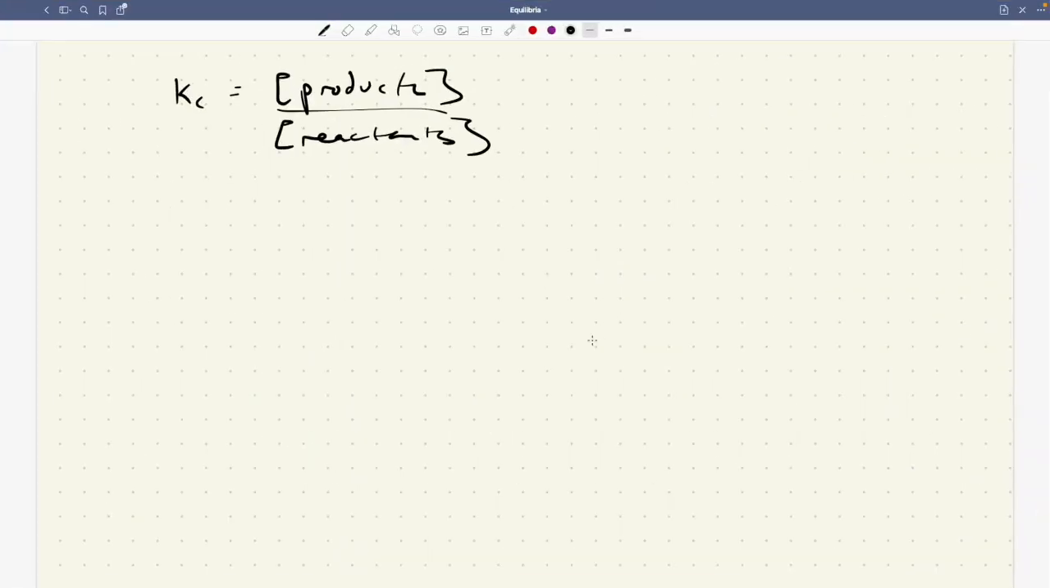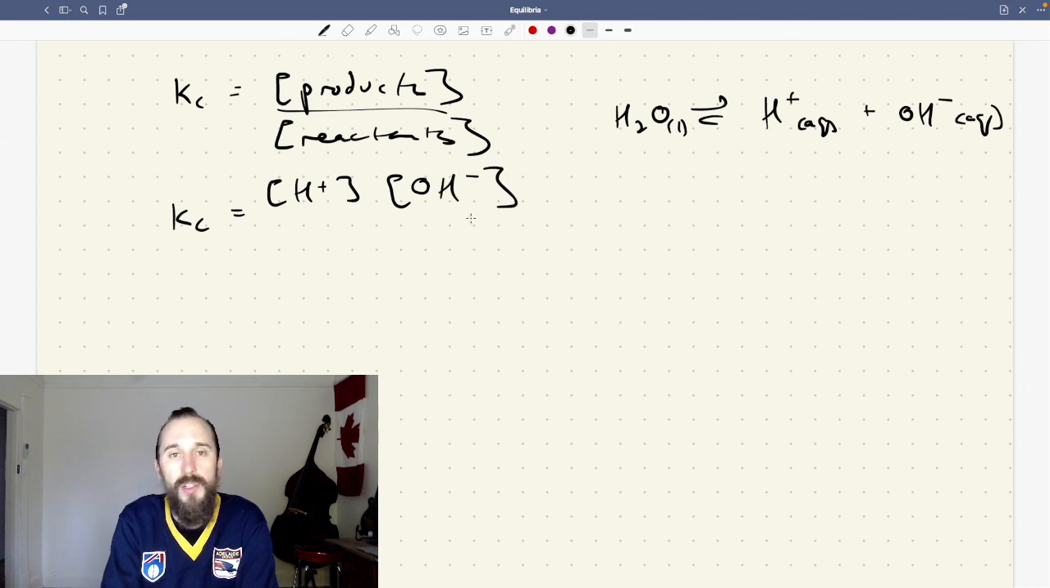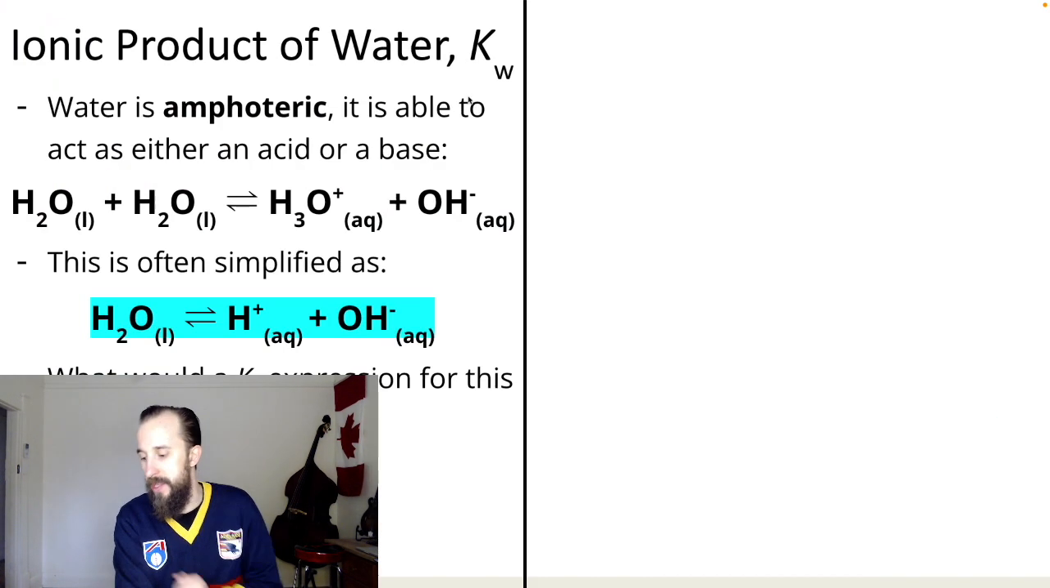Why don't we build it together over here? Our Kc for this expression is the products. Maybe I'll write it up here: H2O going to H+. I'm really bad with my states. I always forget my states. Don't you forget your states. So we're going to have the concentration of H+ times the concentration of OH-. The stoichiometric coefficients are equal to 1, so to the power of 1 is just going to be itself, so let's not worry about doing that. Over the concentration of water. So that would be our Kc expression there.